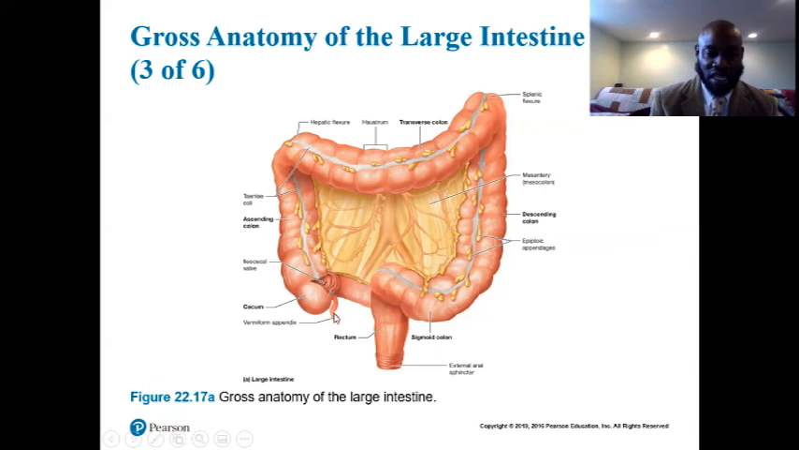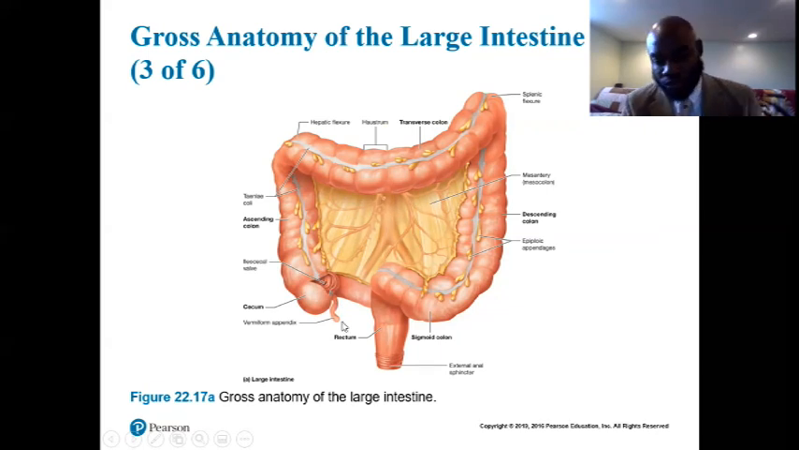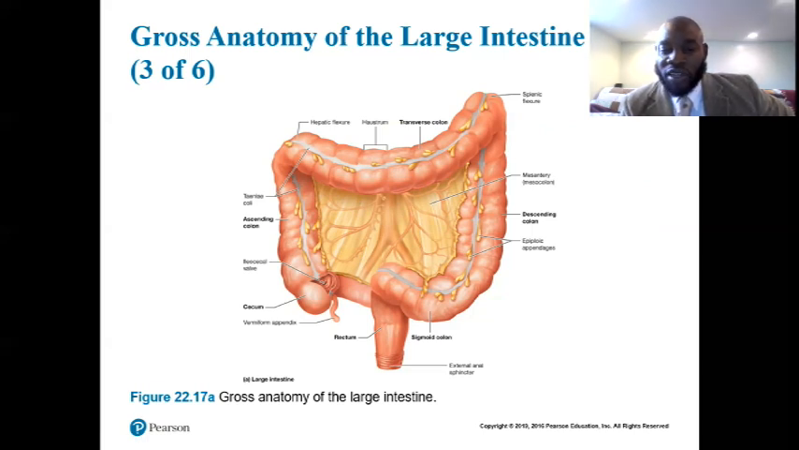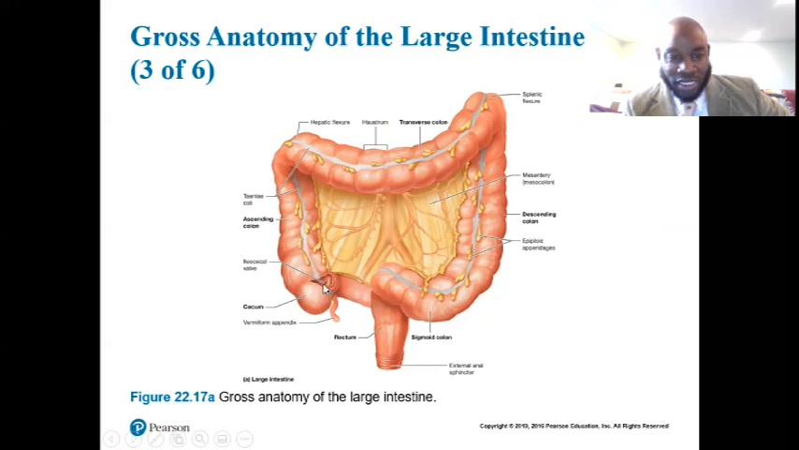You see the appendix right off the edge of the cecum. That's what we're removing when you have appendicitis and we need to remove your appendix. But it does have some ability to act in our immune system, as far as our immune system is concerned.